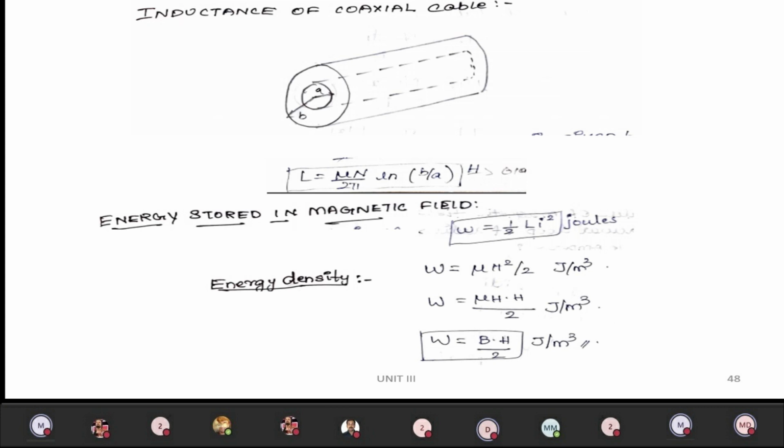And energy density is nothing but energy stored per volume. Energy density we can compare with energy stored per volume. So it is given by the formula mu H square by 2, and also we can write it as BH by 2. So we have more formulas for energy density. One is mu H square by 2, then another one is BH by 2. Mu H square, how can we write it? Mu H into H. That's what I have shown here. Mu H is nothing but B. So BH by 2.